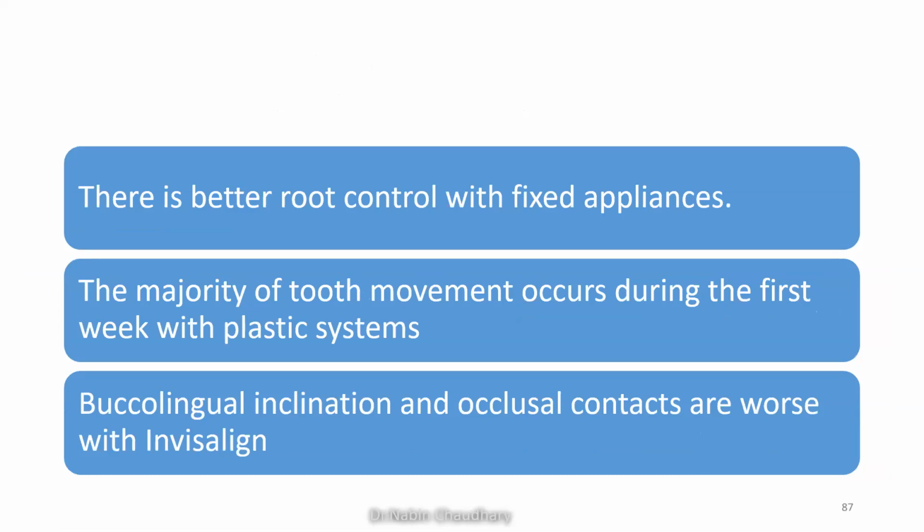They also said that there is better control with the fixed appliances than the Invisalign system. The majority of the tooth movement occurs during the first week with the plastic systems. And they said that the buccal inclination and the occlusal contact are worse with the Invisalign system when compared with the fixed appliances.